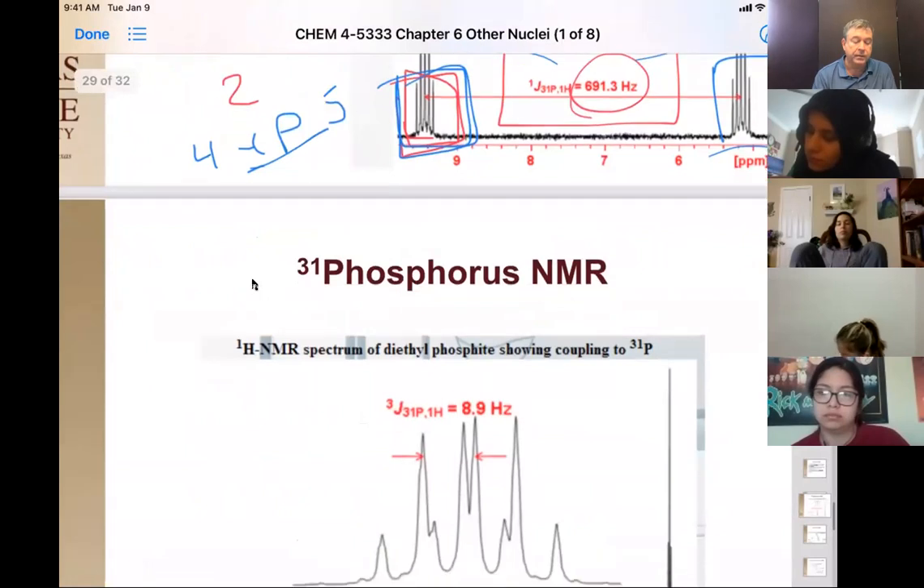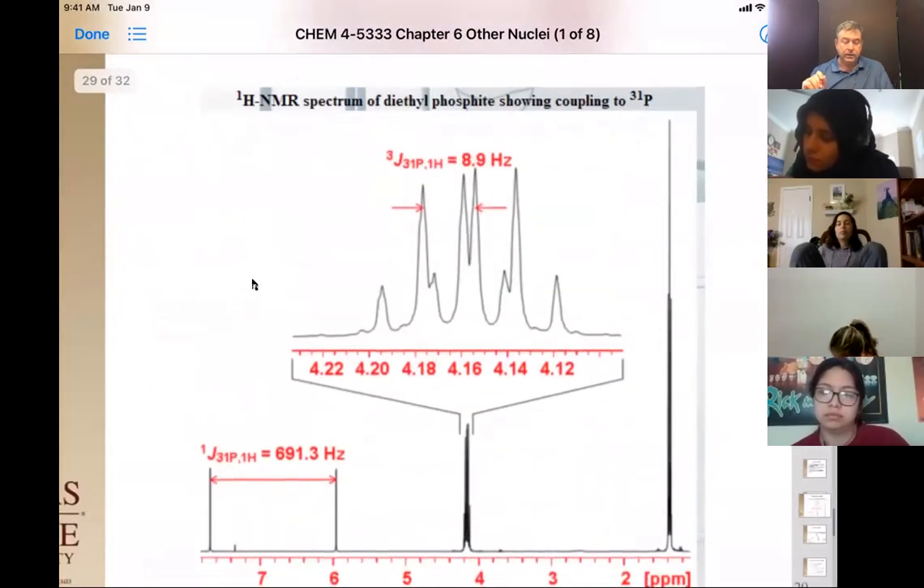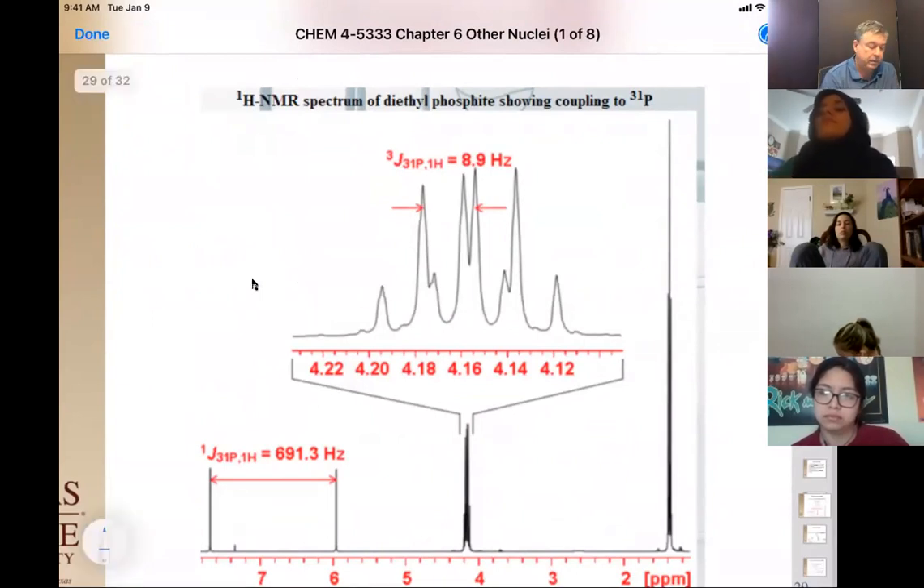Okay, so then because hydrogen and fluorine can split phosphorus, well, phosphorus can actually go back and split hydrogen as well. So if we look at the proton NMR, and we look at a three bond split for that same compound here, let me draw the compound again.